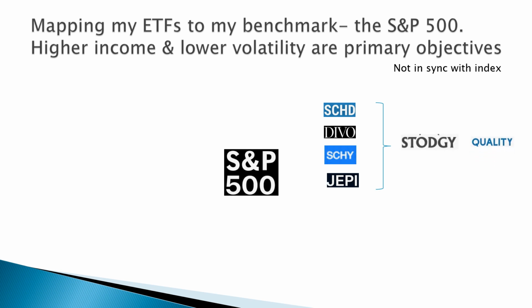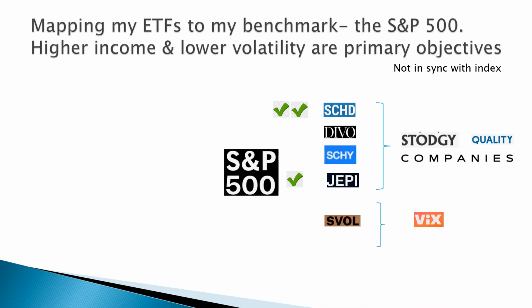So essentially, these are stodgy quality companies, and the check signs are large holdings. So SCHD is my single largest holding. It's almost twice the size of any of my other holdings, so that's why it's got a double check. JEPI is something that I hold quite a bit of, somewhere in the 8 to 11% range.